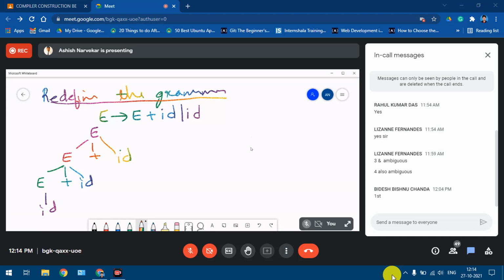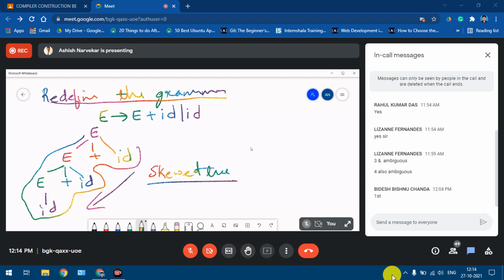In the case of the left recursive grammar, by converting the grammar into a left recursive grammar, what we are actually doing is transforming the grammar such that the parse tree grows towards the left. You must have learned something about a skewed tree in data structures. So this gives us a skewed tree. A skewed tree is a tree which goes from the root towards a leaf in one particular direction. Here, from root to leaf, it goes in the left direction.